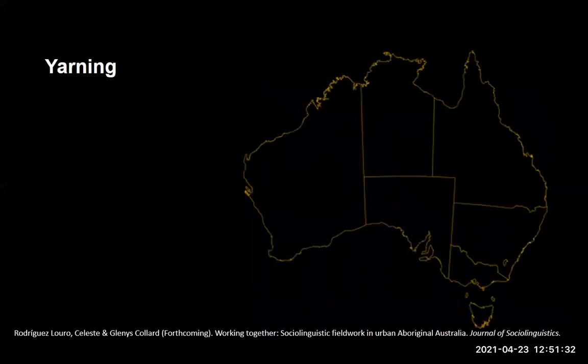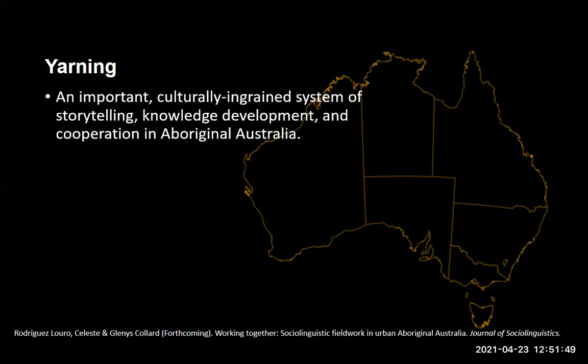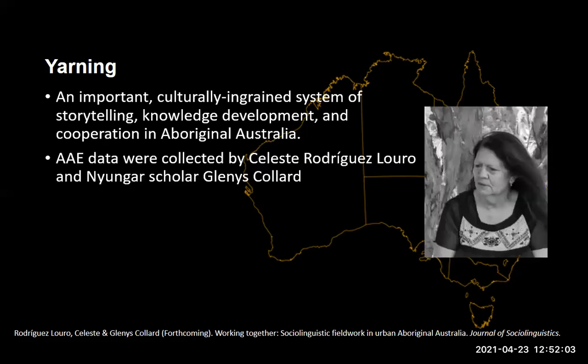So yarning. The Aboriginal English data were collected using this innovative method of natural language collection, tailor-made and developed for Aboriginal English fieldwork, which employs yarning. Yarning is an important culturally ingrained method of storytelling, decision-making, sharing of knowledge and cooperation in Aboriginal Australia, which has been used deep into Australia's history. It involves free-flowing interaction between people with an exchange of ideas and information and is an important feature in the social and communicative pulse for Aboriginal people around the country.